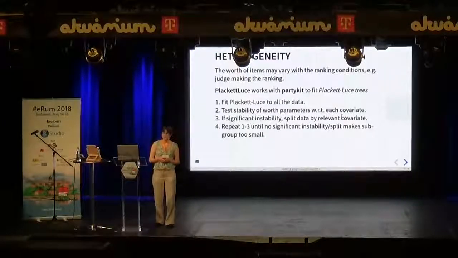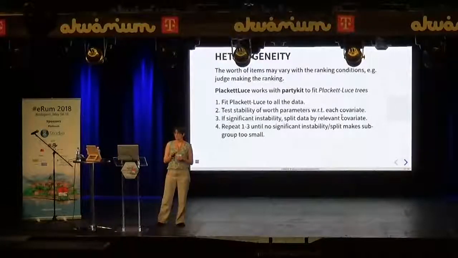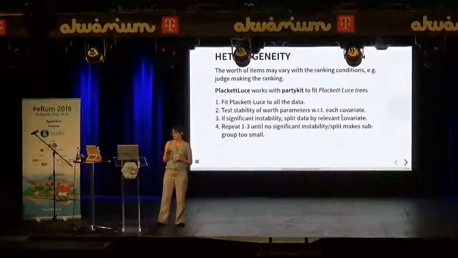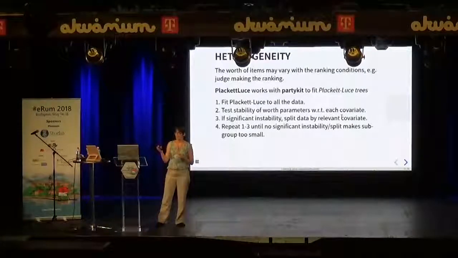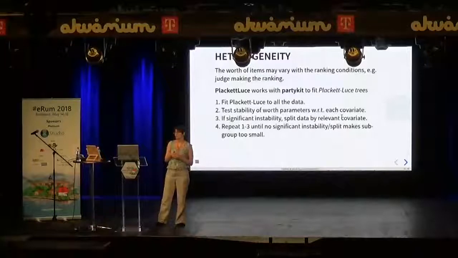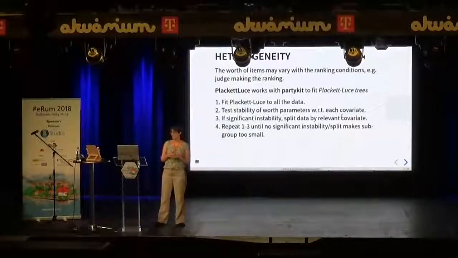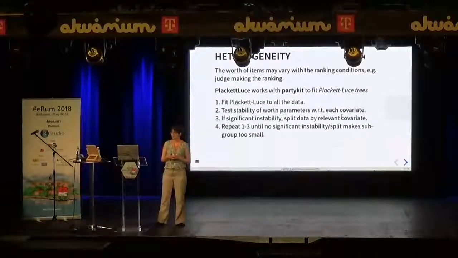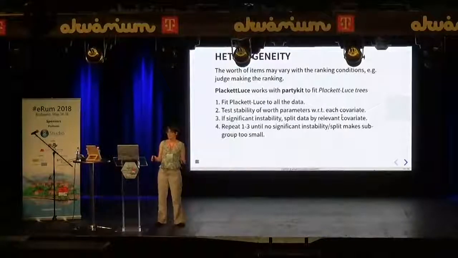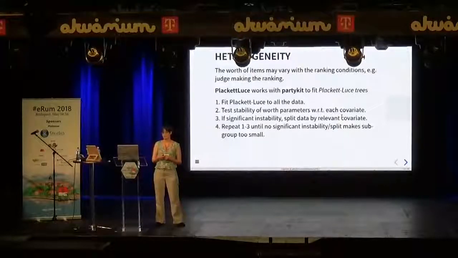So how this works is, first of all, it fits a Plackett-Luce model to the whole data, and then it tests the stability of those worth parameters with respect to some covariates. So if we've got some covariates about the rankings, for example, the gender of the person that was expressing the preference, then we can see if the worth is stable across the values of that covariate. And if there's significant instability, we can split the data, just a binary split along that covariate. And we just carry on doing that until there's no significant instability anymore.